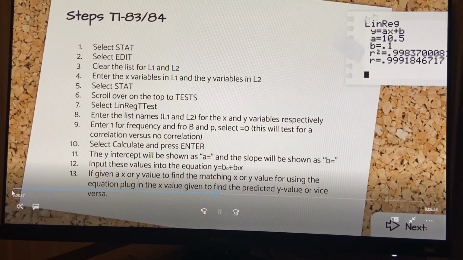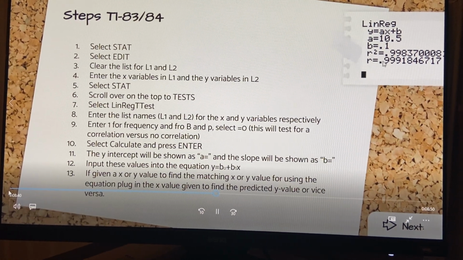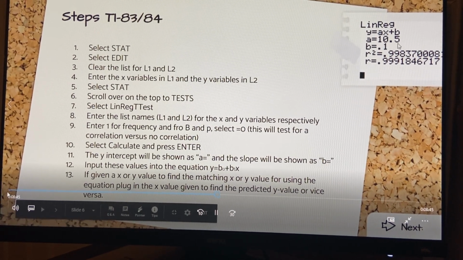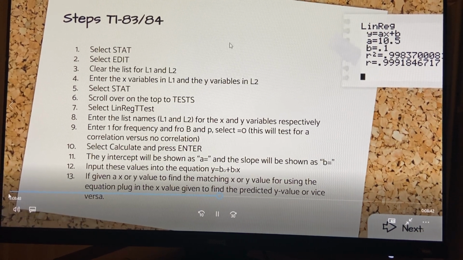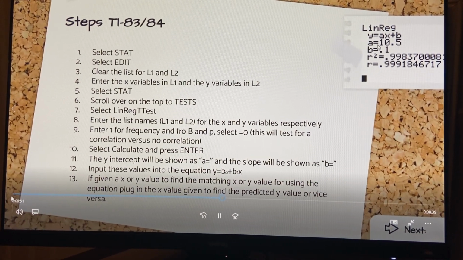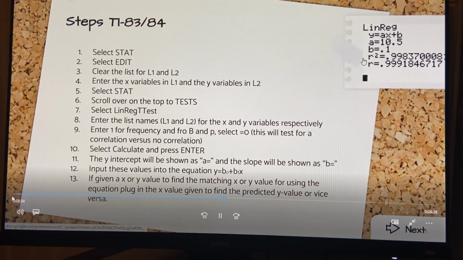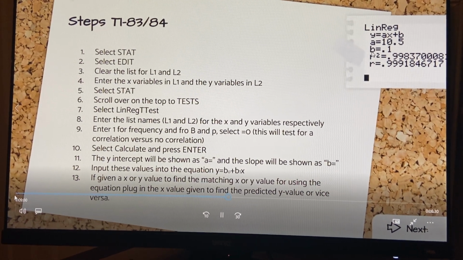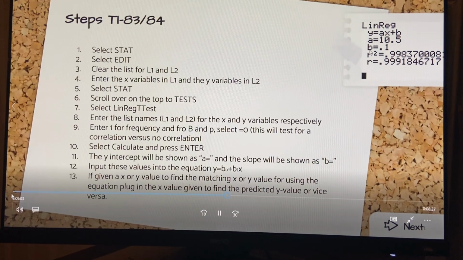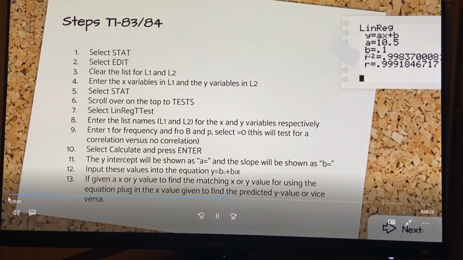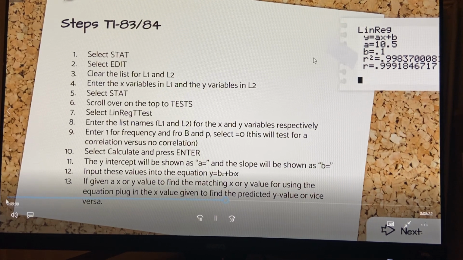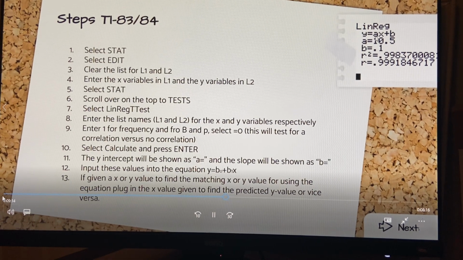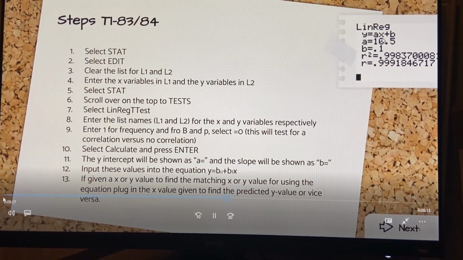After you do that, it's going to show up like this on your calculator. So I wanted to include that so you know what you're looking at. So as in these steps, the a equals is going to be the slope. You're going to plug into your y equals ax plus b. I'm sorry, I think I messed that up. So a is going to be the y-intercept, and b is going to be the slope. So y equals y-intercept plus slope times x.